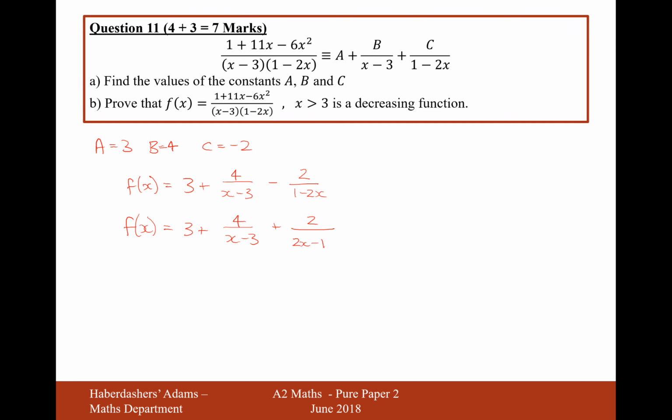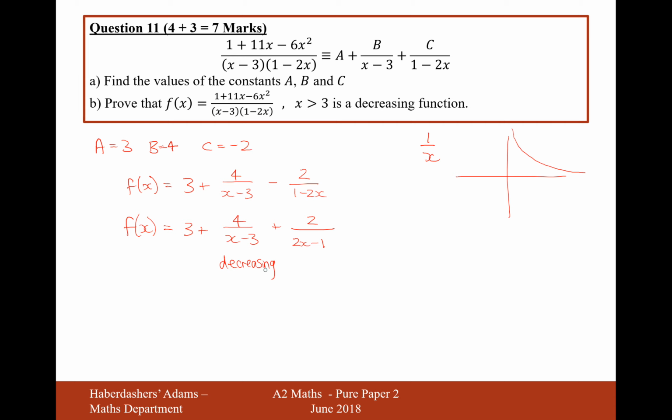Okay, so let's now explain why when x is bigger than 3, this function here is a decreasing function. Now we all know that 1 over x is a decreasing function. As x gets bigger, the value of 1 over x gets smaller and smaller and smaller. And that is what's going to happen to these two fractions here. This fraction here, 4 over x minus 3, well, as x is a number bigger than 3, then as x gets bigger, the number on the bottom of a fraction is getting bigger, therefore this whole expression here is going to be decreasing.